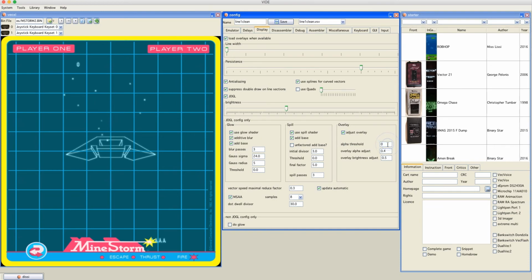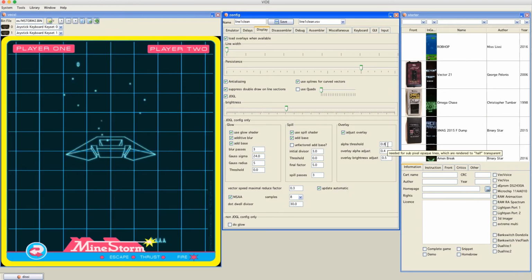So for this example, I take 0.8 as the adjustment threshold, and everything that is adjusted uses only this alpha, or the transparent information.